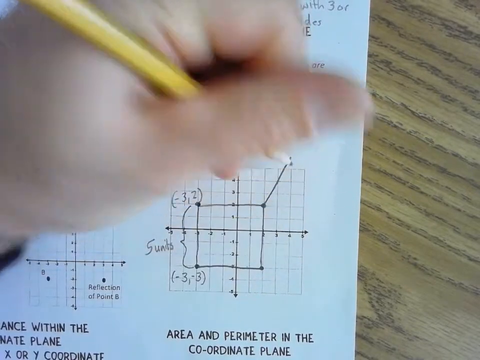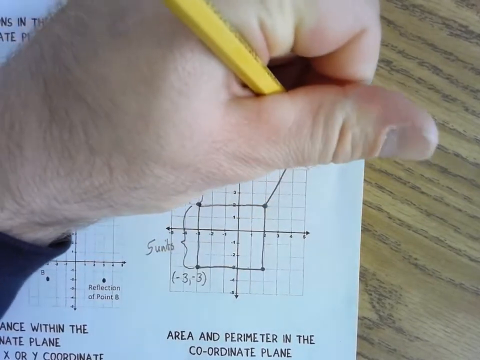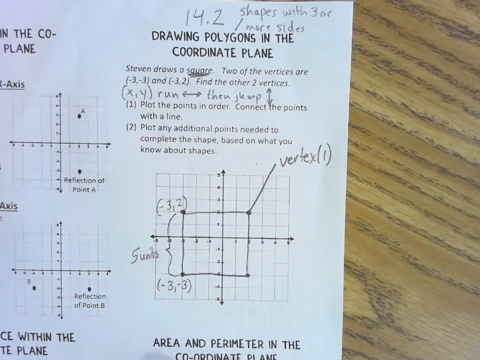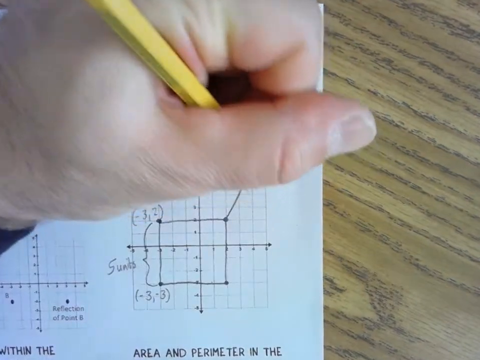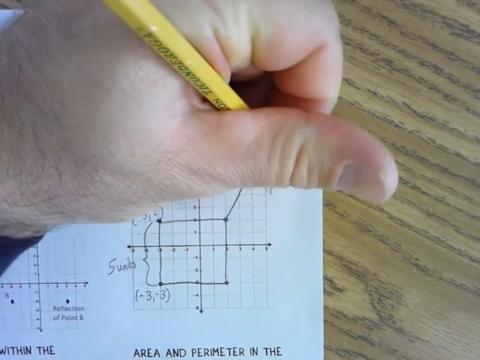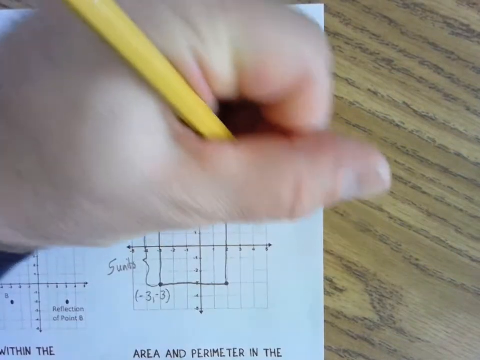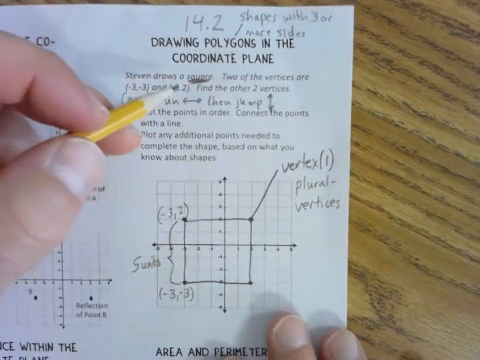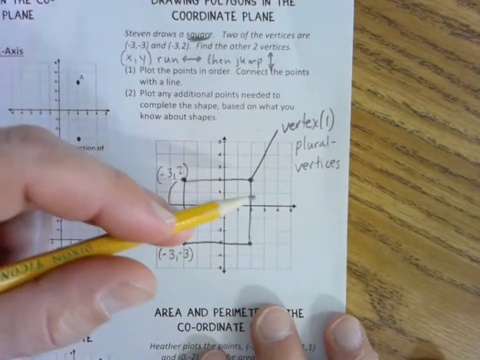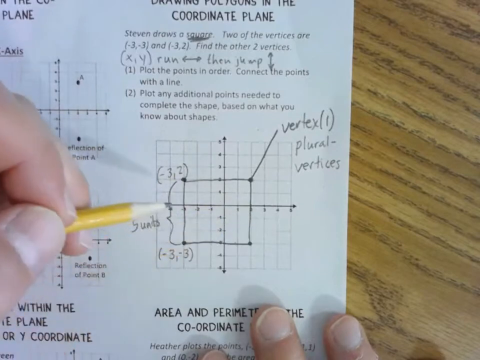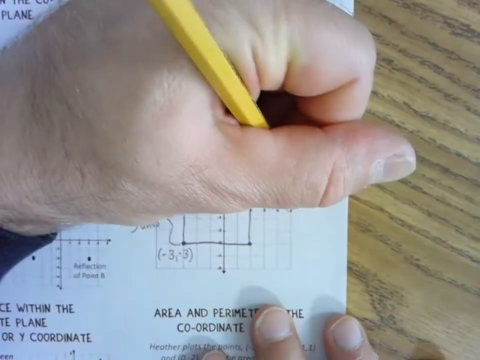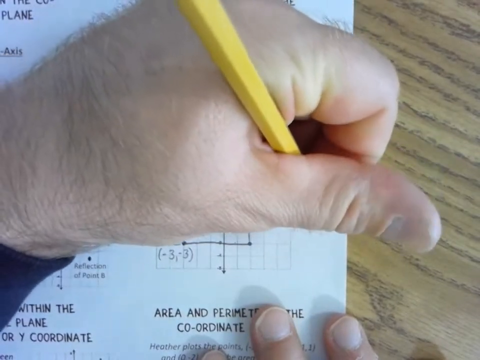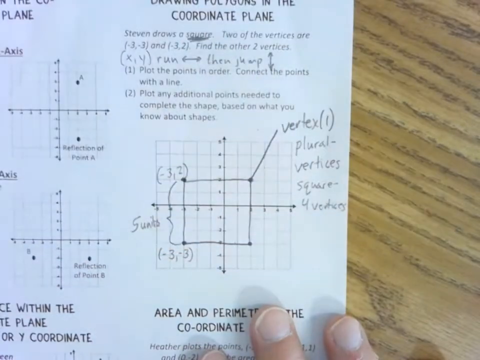Now, this corner right here is called a vertex. Vertex. That means 1. Okay. If you're talking about more than one or plural, you're going to call those vertices. Now, I know because this shape has 4 sides, 1, 2, 3, 4, I know that this square has 4 vertices. Okay?